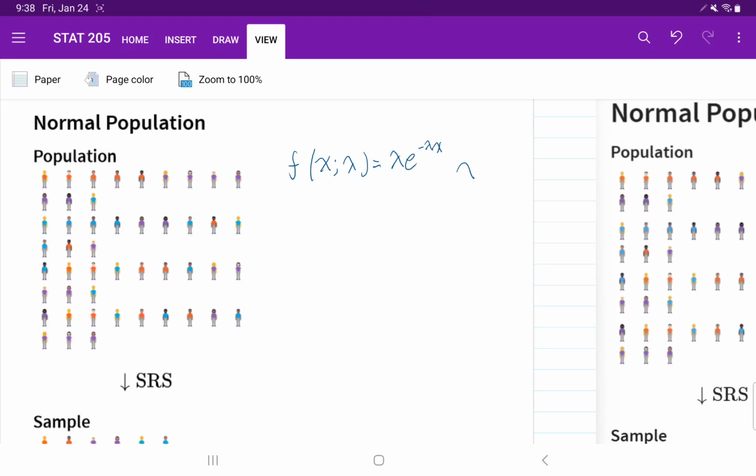Unlike the normal distribution that's defined for all real values, this is only defined for non-negative values. In the same vein, I know that it has this shape, and this lambda is going to dictate the shape of that exponential curve. So I want to take a simple random sample to allow me to estimate that as best as possible. We're doing a data-driven guess at what this population distribution actually looks like.